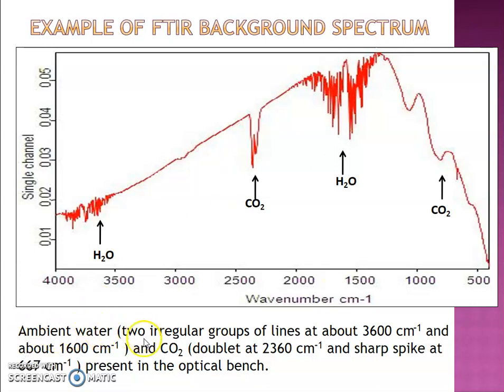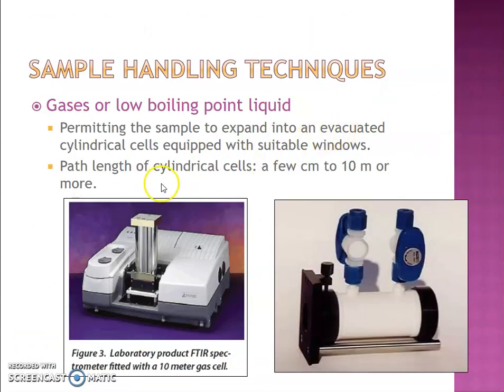Ambient water, two irregular groups of lines at about 3,600 and about 1,600. So this is for water. Peak dekat sini dengan peak yang ini is for water. While these two peaks are due to carbon dioxide. Satu stretching, satu bending. Okay. Selalunya yang tinggi, yang belah kiri ni is a stretching, yang belah kanan is the bending vibration. Okay.